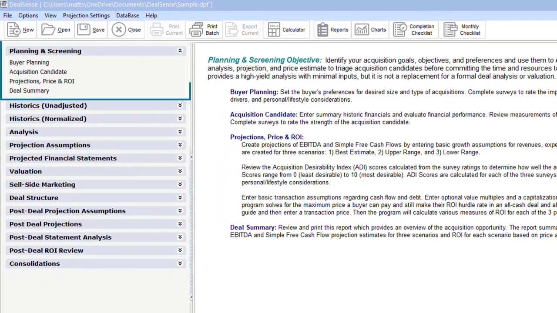So naturally, the deal planning and screening module puts the spotlight on buyer planning. The objective of this section is to organize a buyer's financial criteria, acquisition strategy, deal criteria, preferences, and motivations into a tool that will be used to evaluate deal opportunities using a minimum of financial information.